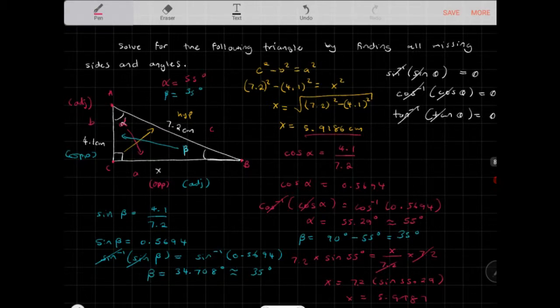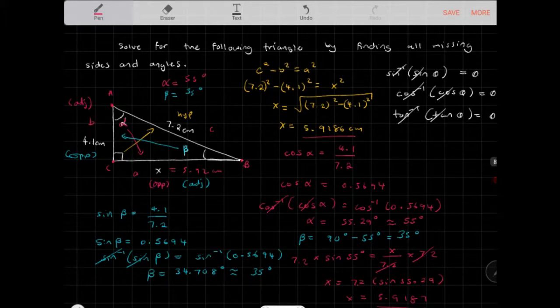So if you use the original value, you can see that the margin of error between the Pythagorean theorem and utilizing trig, using the trig ratios, is very close. Now we've solved for x, and we can say that x is equal to, let's say, 5.92. And that's basically our triangle in a nutshell.